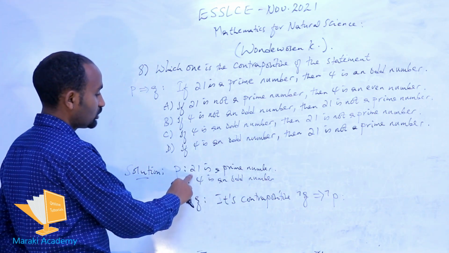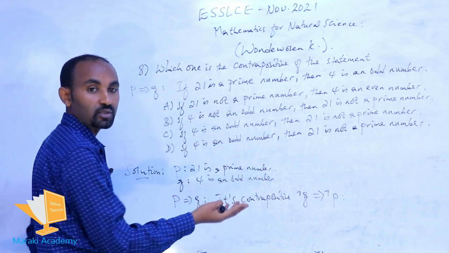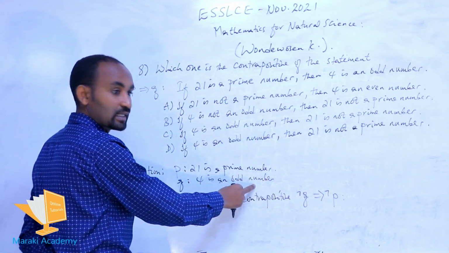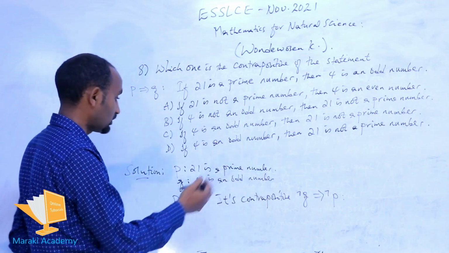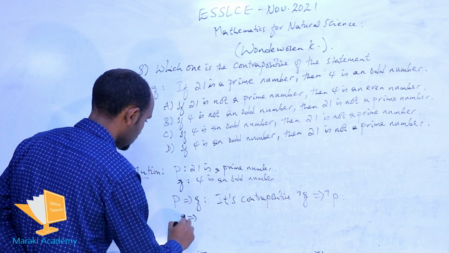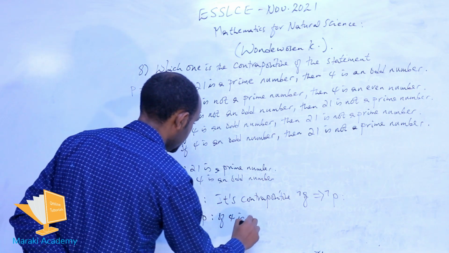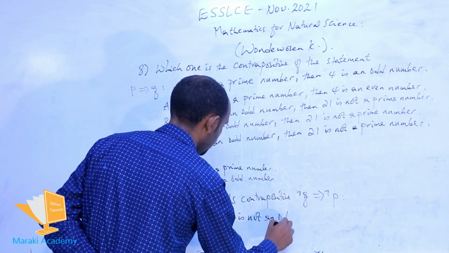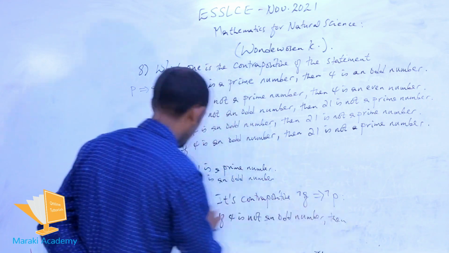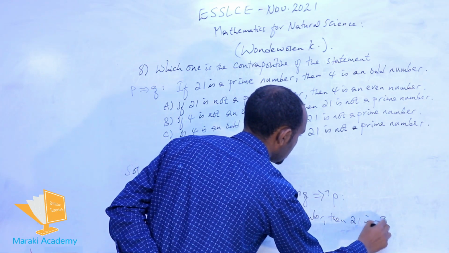So P implies Q: if 21 is a prime number then 4 is an odd number. What will the contrapositive be? Not Q implies not P. If 4 is not an odd number then 21 is not a prime number. Not Q implies not P: if 4 is not an odd number, then not P, 21 is not a prime number.